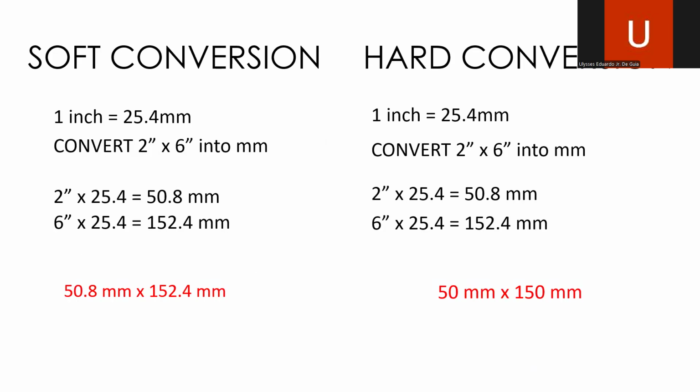To understand both approaches, let us compare them side by side. We all know that 1 inch is equivalent to 25.4 millimeters. The soft conversion approach includes all the digits without rounding off. It is 50.8 millimeters by 152.4 millimeters for the soft conversion, which is opposite to the hard conversion, by making it more simple, or by identifying the nominal dimension of the material.